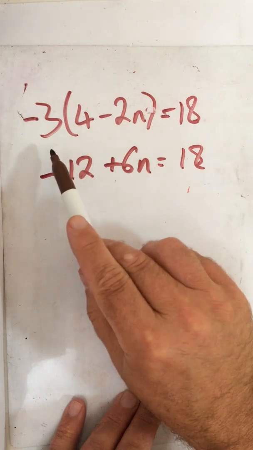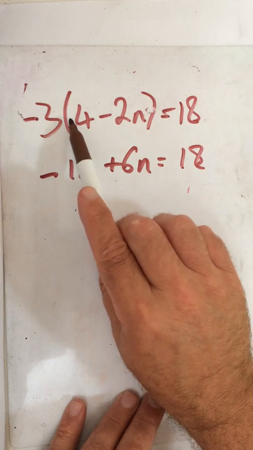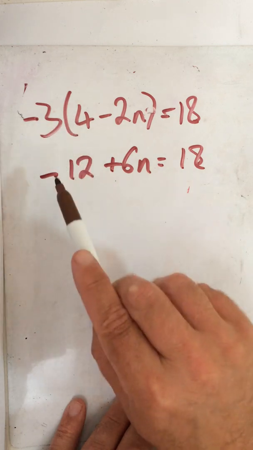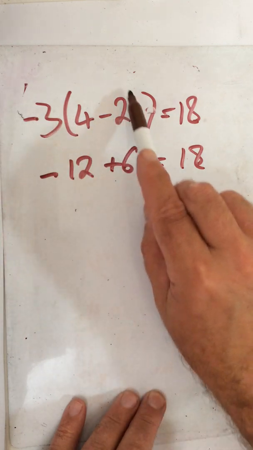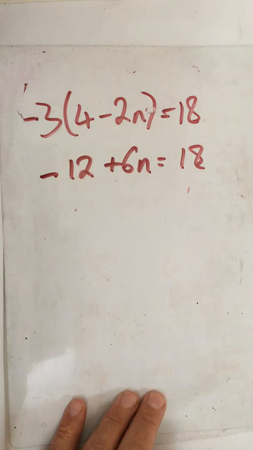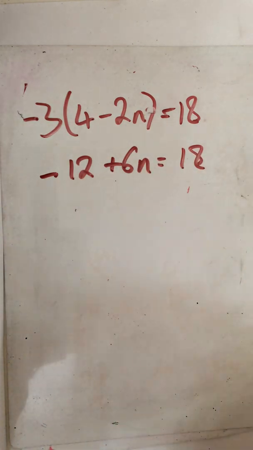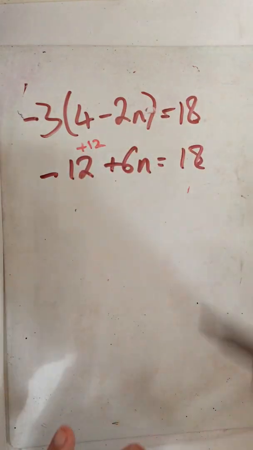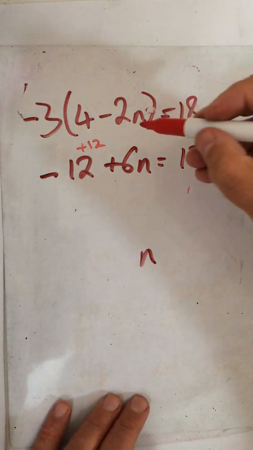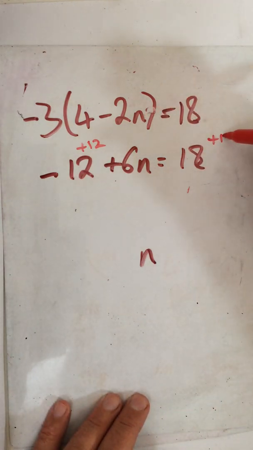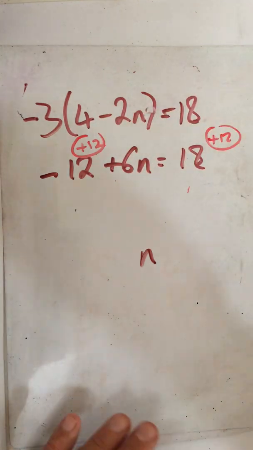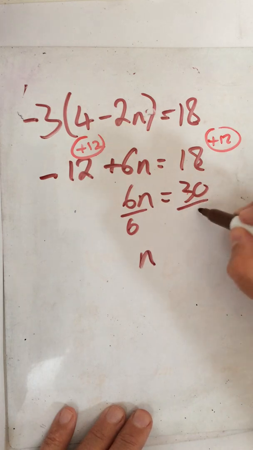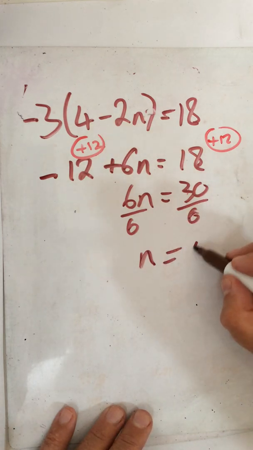Is everyone happy with that? So the negative times the positive gives me a negative, then the negative times the negative will give me a positive there. Again, then I just use my normal method. I want to get rid of this minus 12, so I need to add 12 to it. Remember, I just want n down here. So to do the same on the other side, add 12. Now I've got 6n is equal to 30. Divide both by 6. n equals 5.